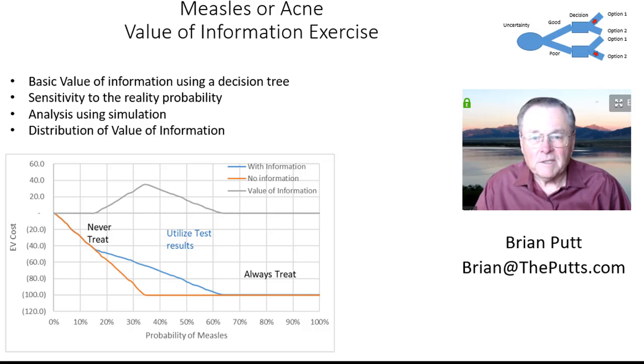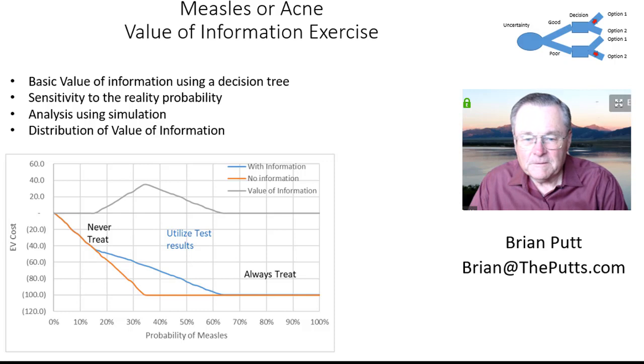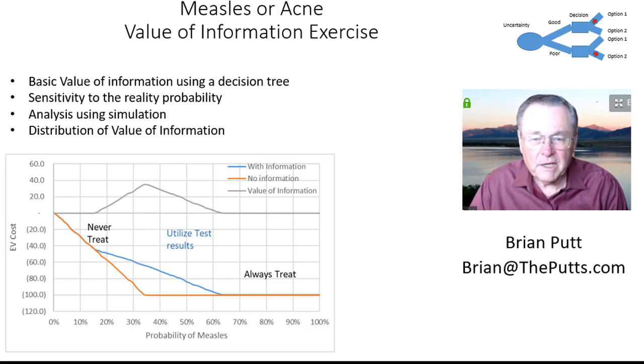This is Brian Putt. Today I'd like to talk to you about the value of information and look at this using a simple evaluation of whether someone has measles or not. And it's probably appropriate because we're sitting here in March of 2020 and in the midst of a COVID-19 pandemic, as they say.